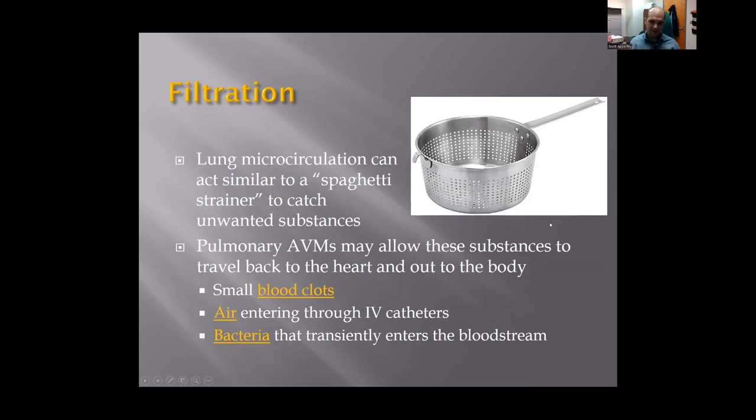But a way I think of it, the lungs in that sense, and everyone's lungs, have a spaghetti strainer almost to catch unwanted substances. And so if we have damage to that spaghetti strainer, we have a hole in it or something, pour it out, we might lose some substances through it. And when we think about pulmonary AVMs specifically, we think about what are the possible things that can go through that microcirculation that might not be caught if they were to travel through a pulmonary AVM. And one of those things might be small blood clots. It's one possibility. One might be air, if there's air coming through an IV catheter. And the other might be bacteria, if bacteria are transiently introduced into the bloodstream, which can happen with certain conditions or procedures.